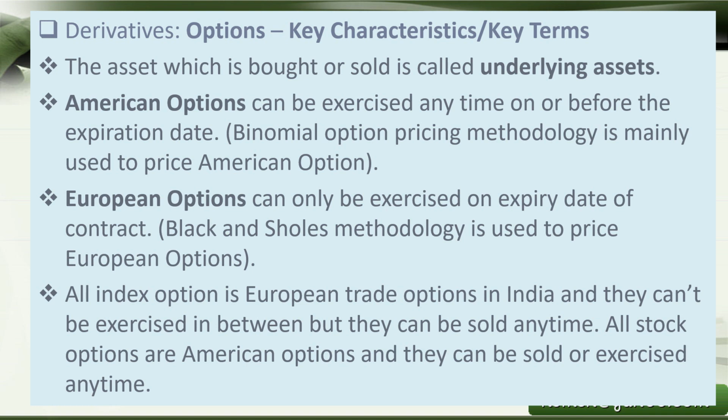That's the key difference. All index options are European options in India, and they can't be exercised in between, but they can be sold anytime. All stock options are American options, and they can be sold or exercised anytime. So European options can be sold anytime, but can be exercised only on that particular date.